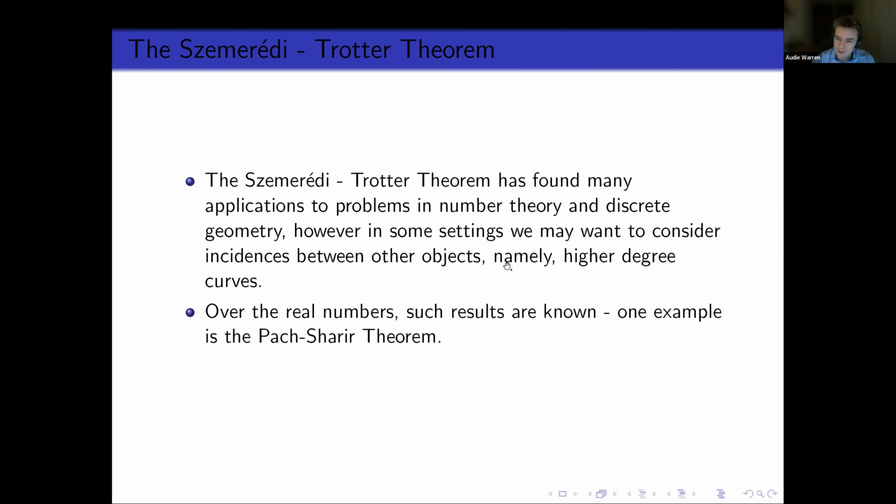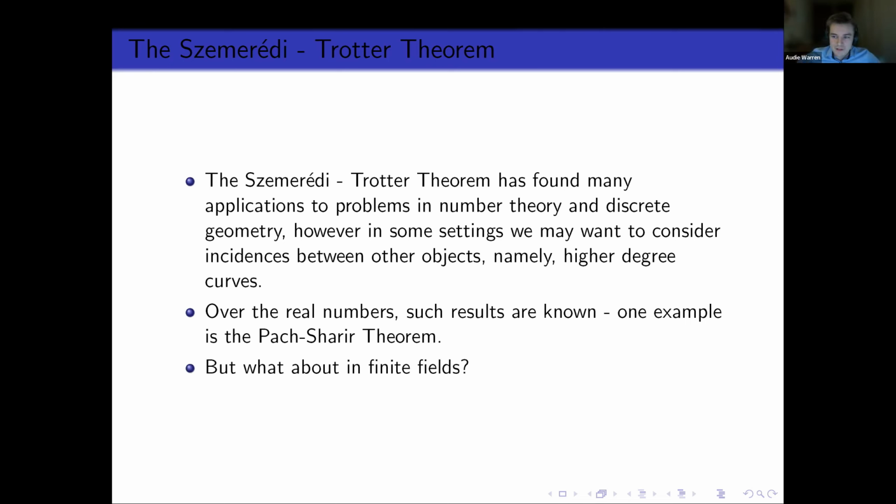If we stay in the real numbers, there are results known. There are quite a few results known like this, actually. I would say the most well-known one is the Pach-Sharir theorem. So here we can really give incidence bounds between sets of points and some quite general set of curves.